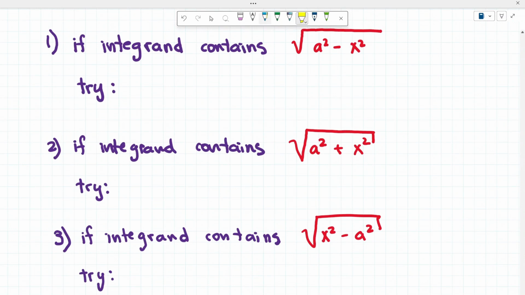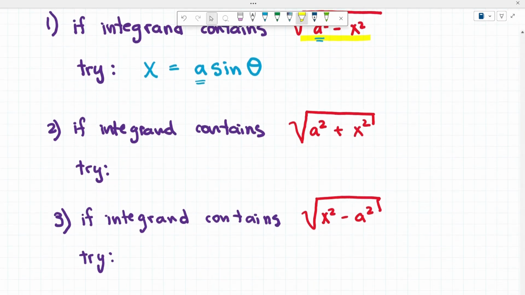Our first case is as follows. If our integrand contains the square root of some a squared minus x squared, then we're going to want to try the following trig substitution. In particular, we're going to want to try x equals a sine theta, where this a corresponds to the a in the square root.